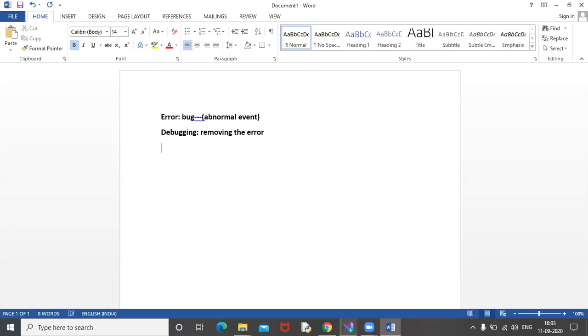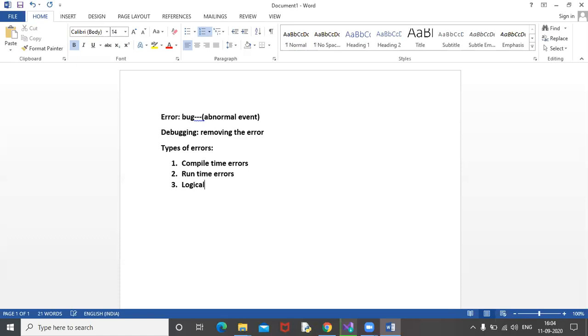Next topic is types of errors. There are actually three types of errors. Number one is compile time errors. Number two is runtime errors. Very simple, very easy to remember also. And the third one is logical errors.